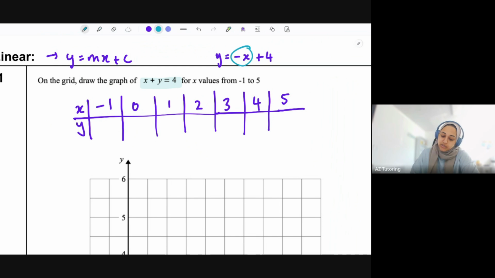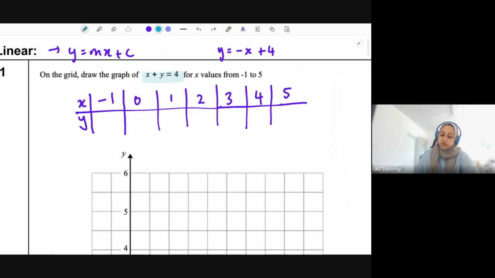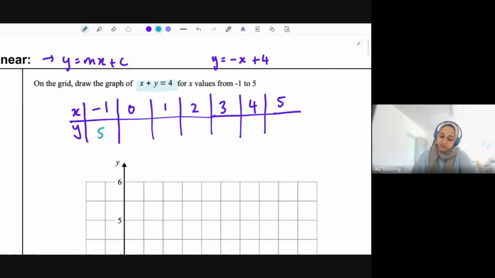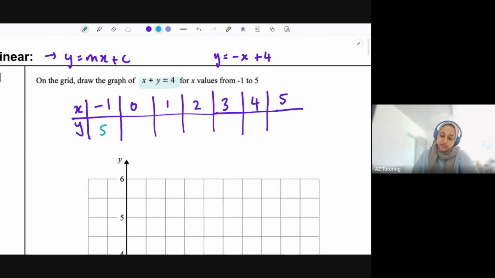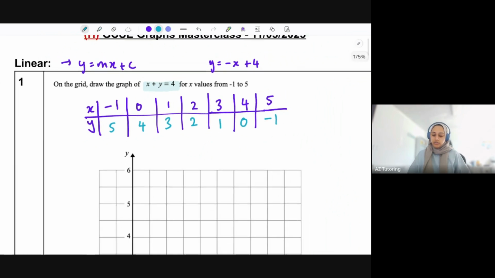Putting -1 into here, we've got -(-1), which is 1, and then 1 plus 4 is just 5. Then when x is 0, -0, which is 0, plus 4, which is just 4. When x equals 1, -1 plus 4 is 3. When x is 2, -2 plus 4 is 2. Then -3 plus 4, which is 1. -4 plus 4 is 0. And then -5 plus 4 is -1. So that's all the values we've got.